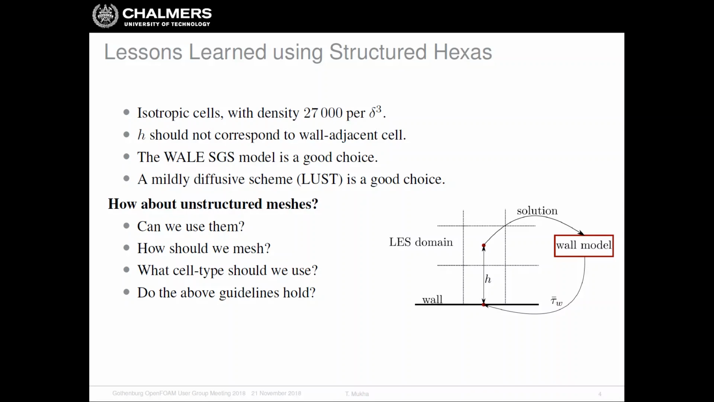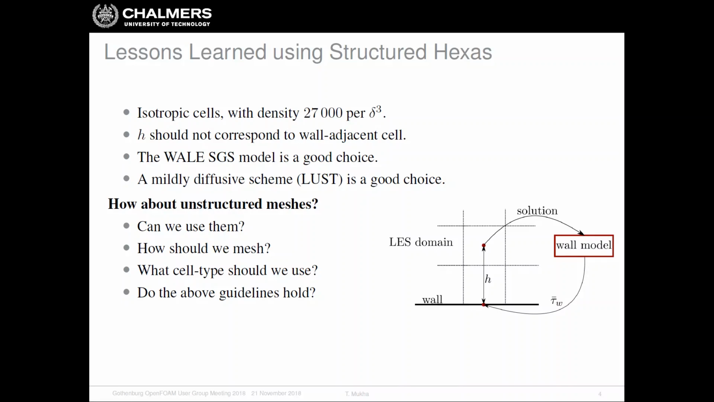Based on those simulations, we could come up with quite concrete guidelines of what works well and what doesn't work well. In particular, we have these 4 points I have on the slide here. The first point is that you should use isotropic cells, and we recommend a density of about 27,000 cells per delta cube. So this means basically in one direction you have 30 cells across a length scale of delta.